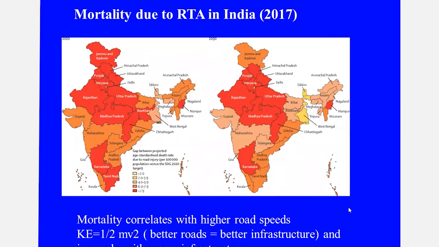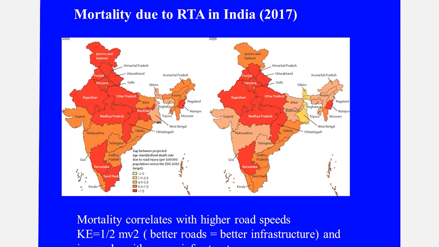And if you look at mortality due to RTA in India, if you look at 2017, then we can see that the red areas in the middle have high mortality, right in the center of the country, whereas the parts in the periphery are slightly better off.